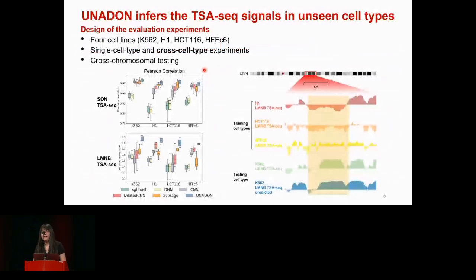I think that's actually a great question. We see that K562 and H1 are more similar in terms of their TSA-seq signals, and HCT116 and HFFC6 are more similar. This is not divided by cancer versus normal, but more based on other features, like the cell shapes and other features.